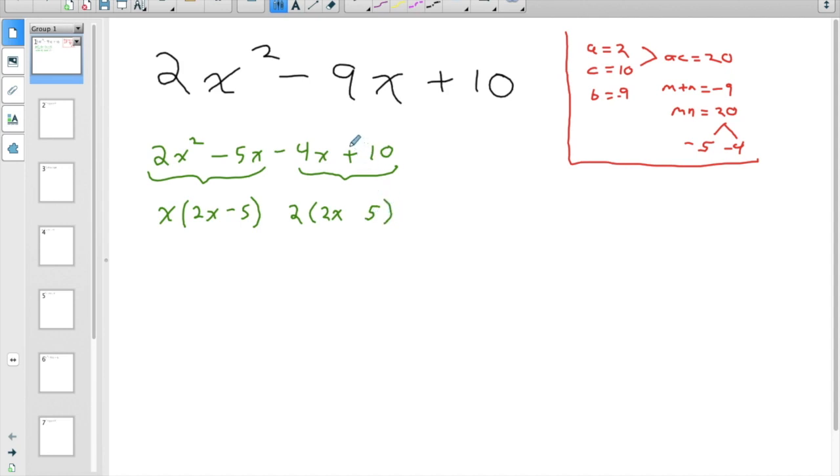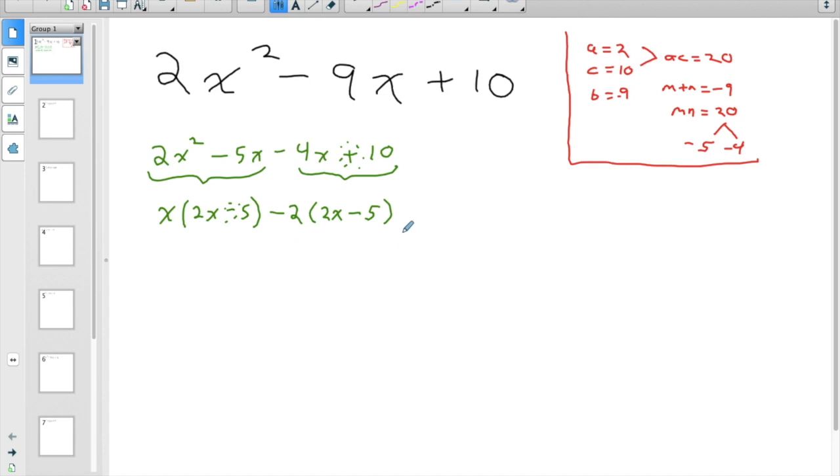Now, this sign is positive, whereas this sign is negative. So to make those the same, I need to pull out a negative 2, so that I have negative 5. So now I have two factors that are in both of my terms.